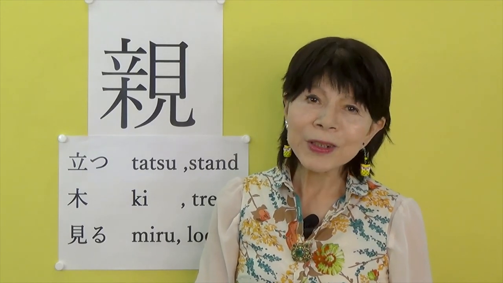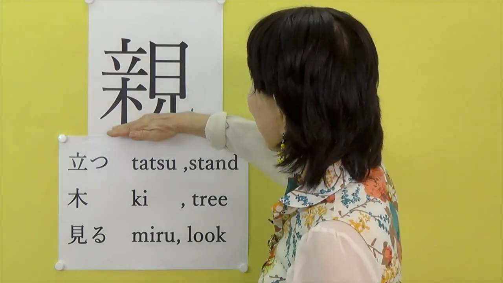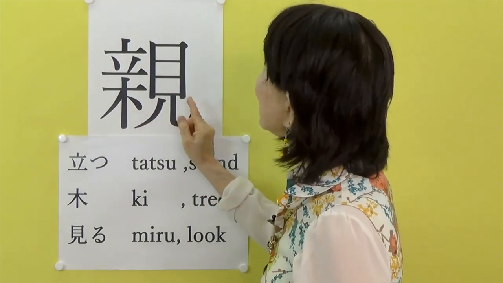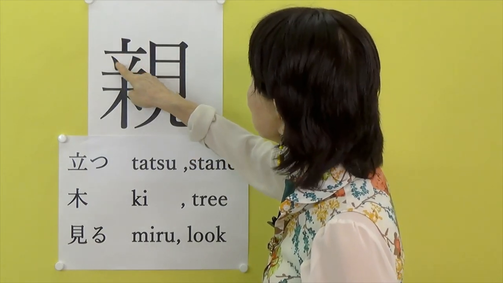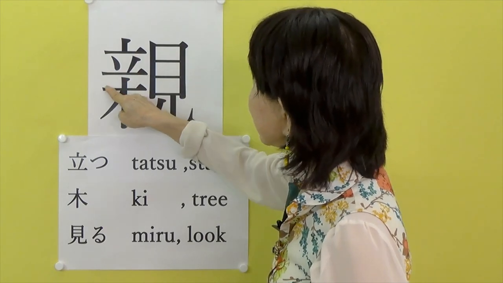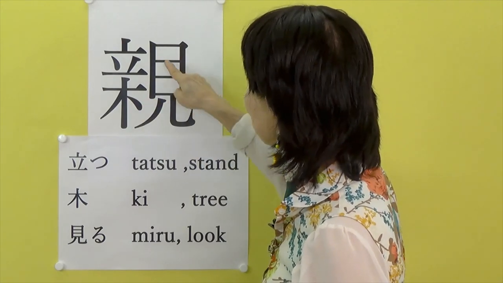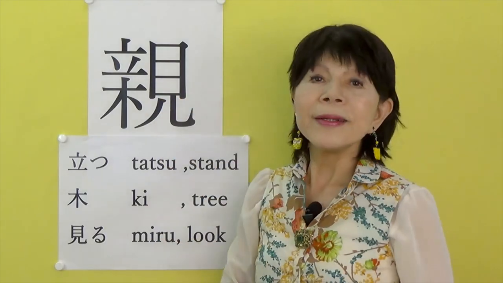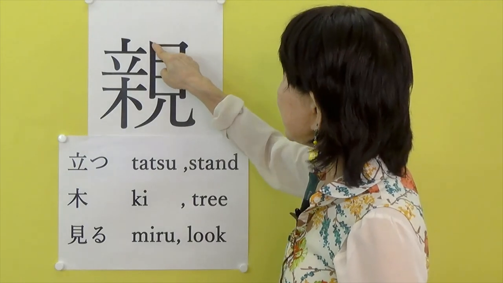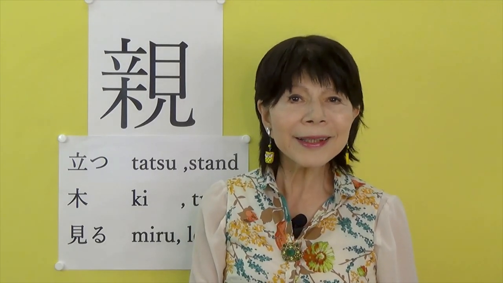Each kanji has its own stroke order, writing order. The most basic rule for writing kanji is that we write characters from top to bottom and from left to right. With this kanji, we start here. 1, 2, 3, 4, 5, 6, 7, 8, 9, 10, 11, 12, 13, 14, 15, 16. 16 strokes. This is one stroke. As I said before, stroke count is important when using a kanji dictionary.